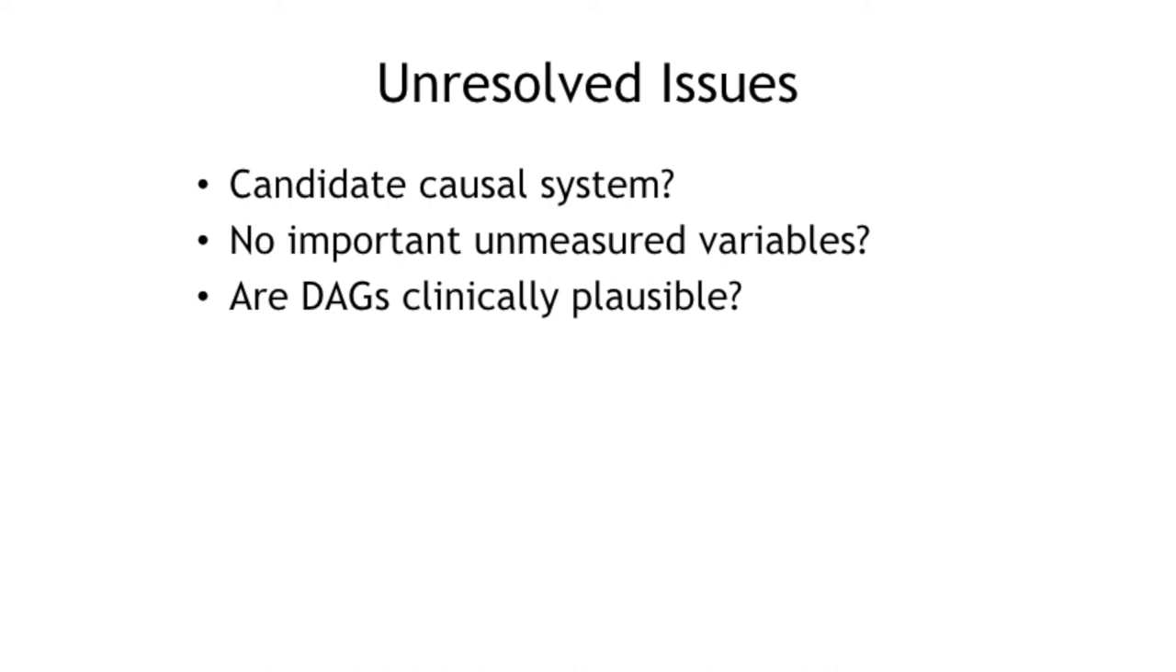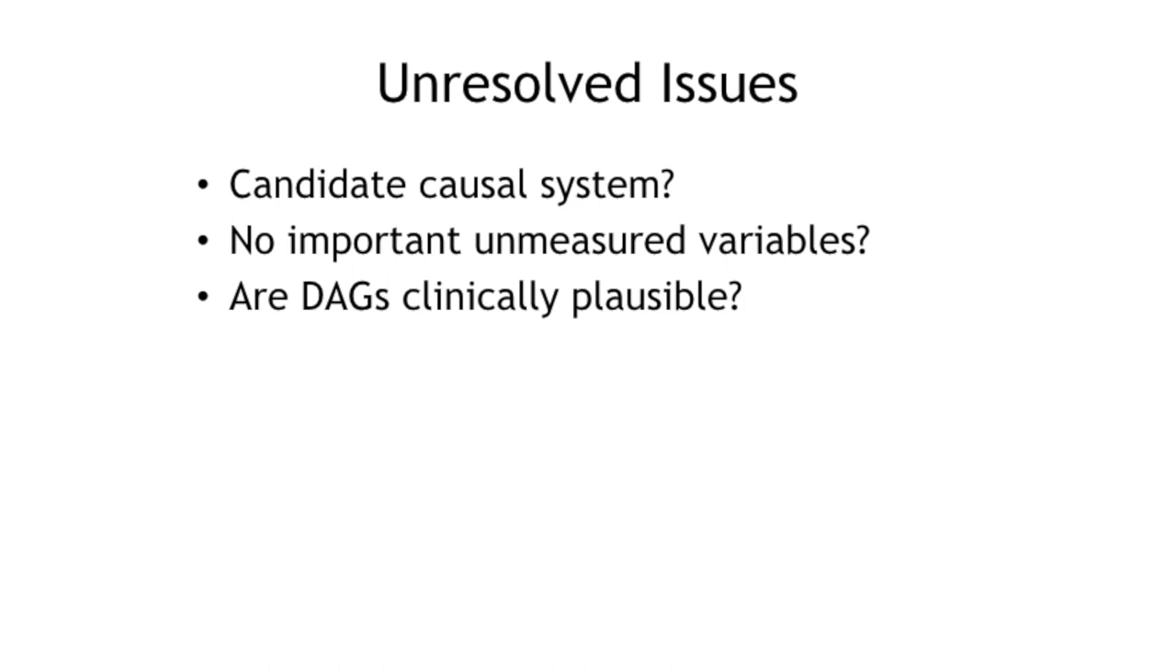Now, the one that's a little bit closer to home, I think, is: are DAGs clinically plausible? The problem about plausibility is that acyclic word. Acyclic? Well, what does that mean? What that means is that symptom A or feature A predicts B, and it does so consistently. But it doesn't loop around.